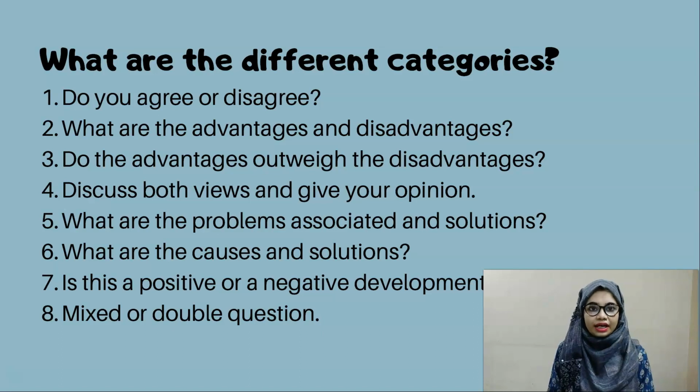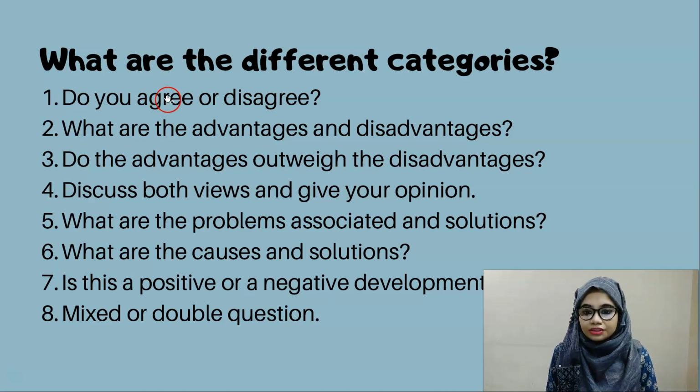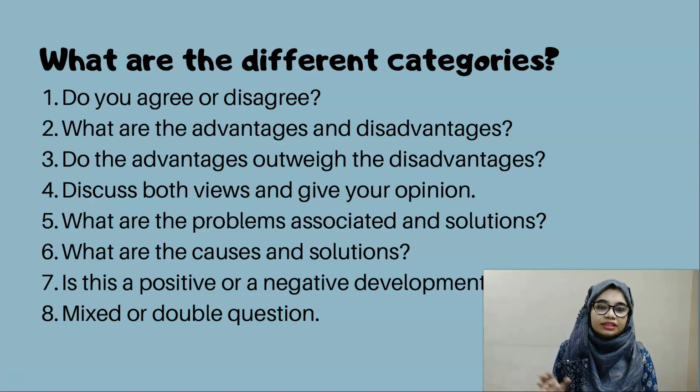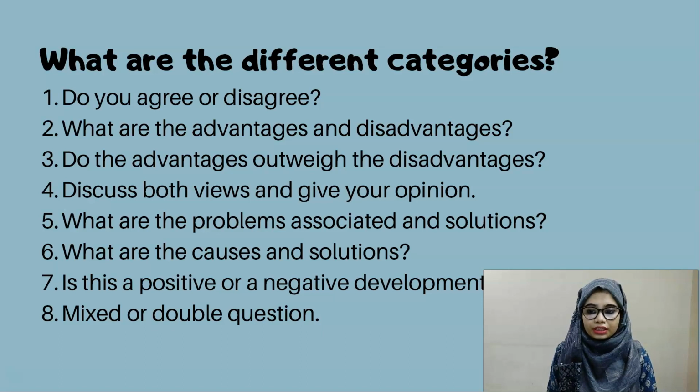What are the different categories? The first one is the easiest one. Do you agree or disagree? In this one, you will be given one argument and you will be asked if you are agreeing or if you're disagreeing with that argument. You are supposed to take one stand. That's the best way. You are allowed to take a diplomatic stand, but that is not the smartest way to approach this category, because then it gets more difficult to justify your answer.